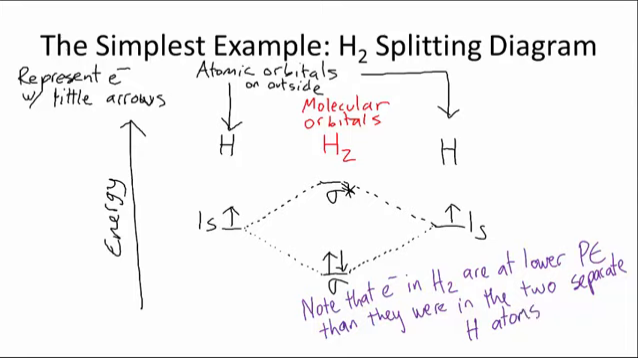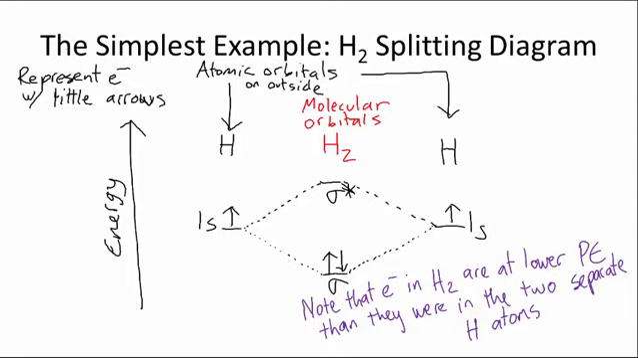That's another way of saying H2 is more stable than 2 individual H atoms. So this is really just another way to describe the bonding in atoms and describe why the electrons are happier to be in the 2 bonded atoms than they were to be in separate atoms.